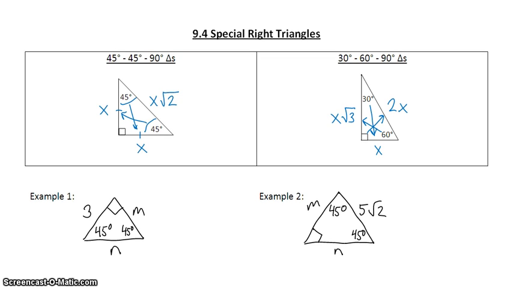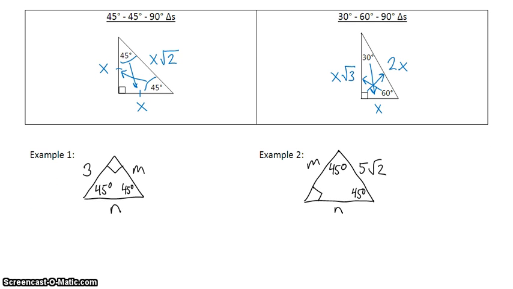If we take these two concepts and apply them to our examples, in example 1, we have a 45 degree, 45 degree, 90 triangle. The two 45 degree angles tell me that I have 2 congruent sides. So side M is going to be 3. And side N, which is our hypotenuse, is going to be longer. How much longer? Well, it's going to be the square root of 2 times longer.